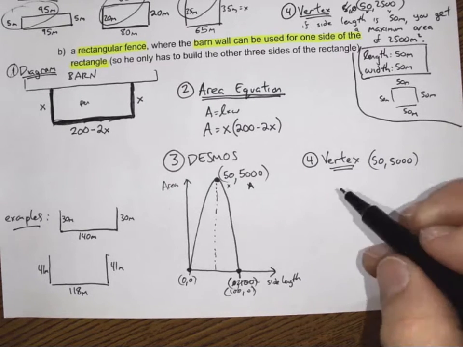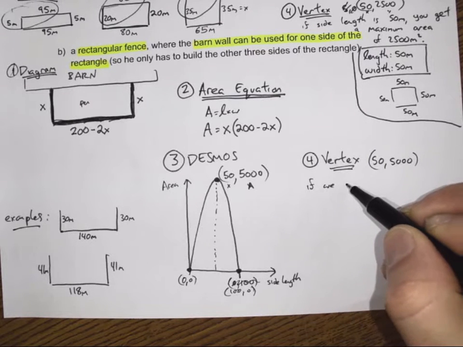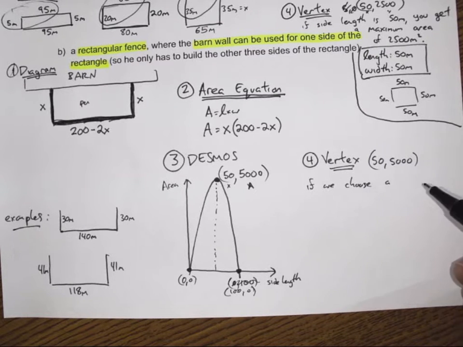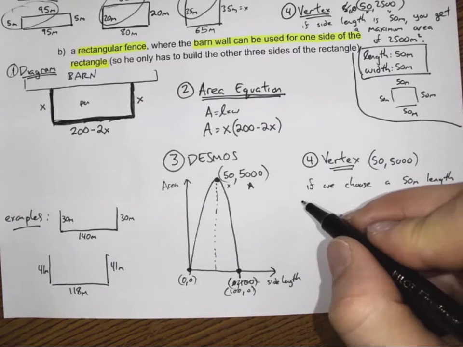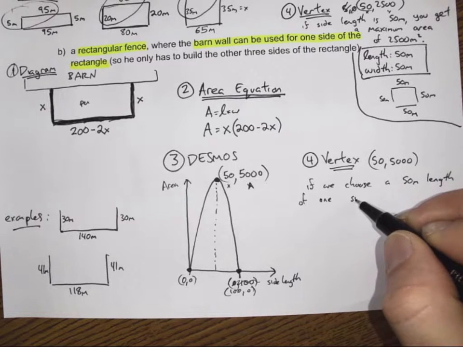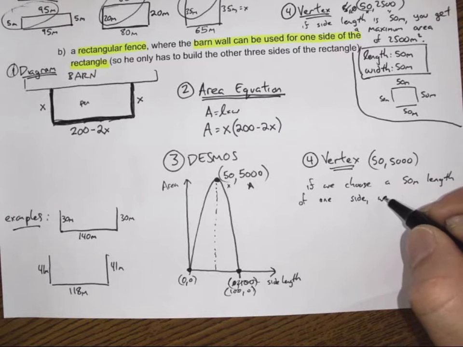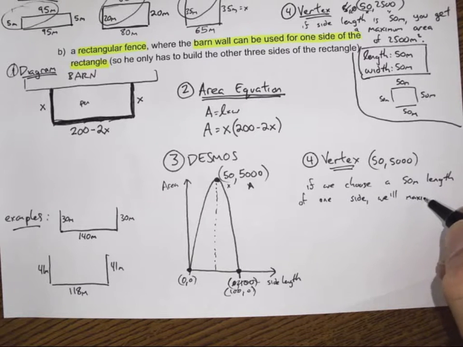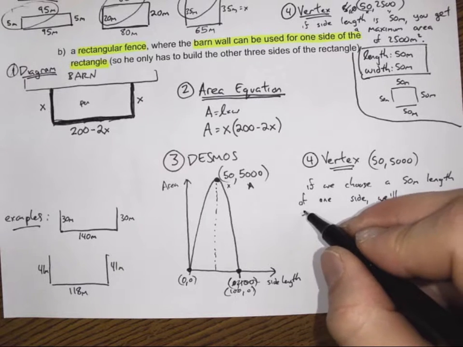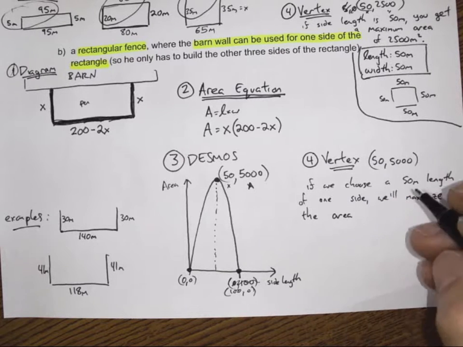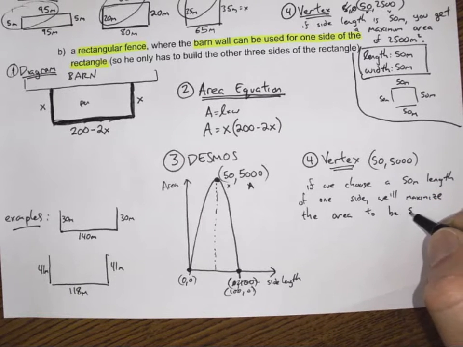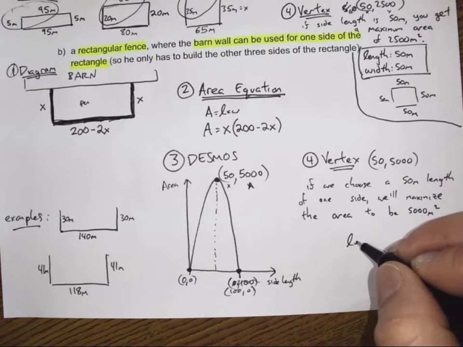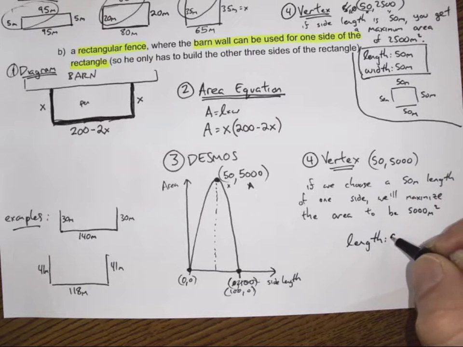And so what does this say? This says if we choose a 50-meter side length, or length of one side, we'll maximize or optimize the area to be 5,000 square meters. In other words, the length would be 50 meters.